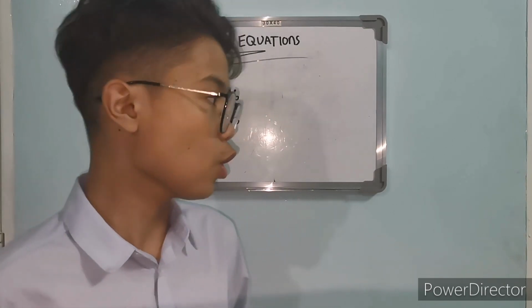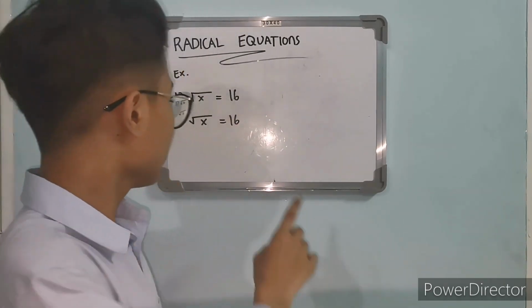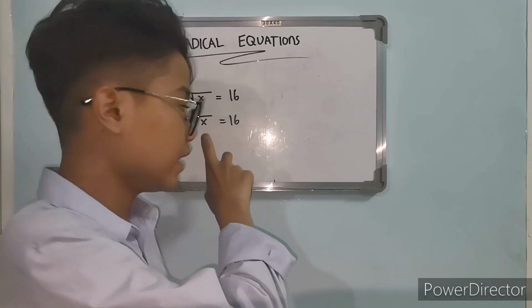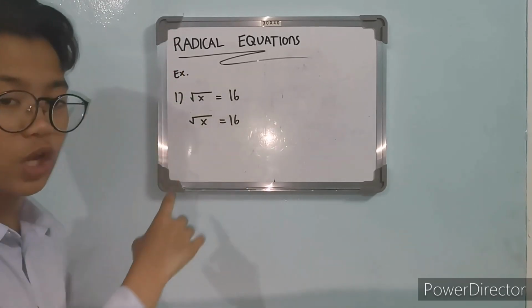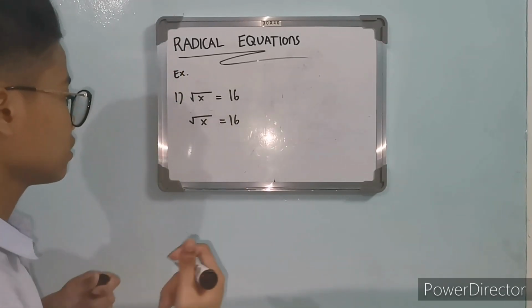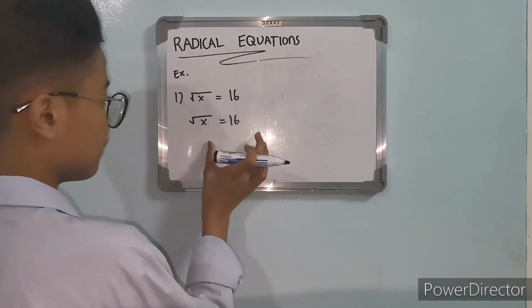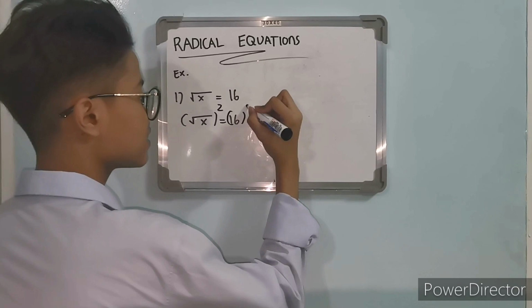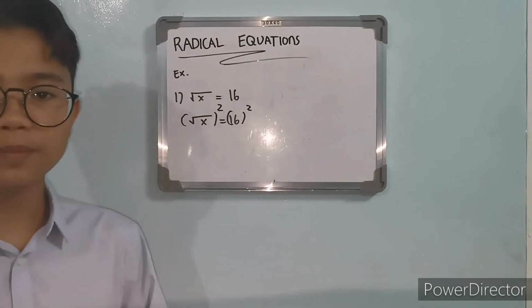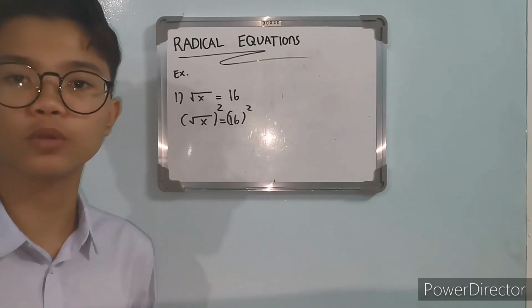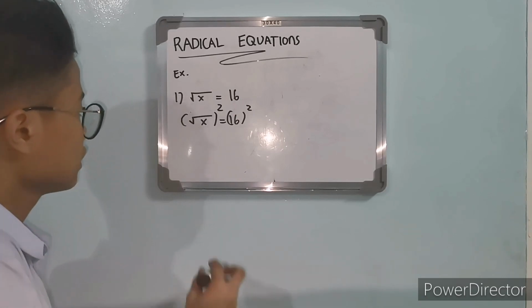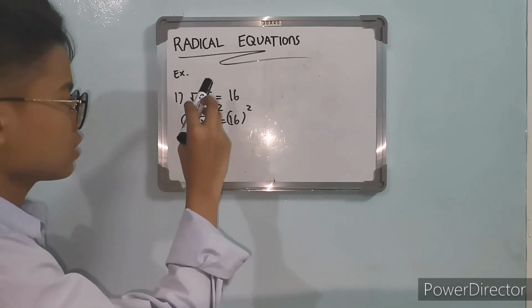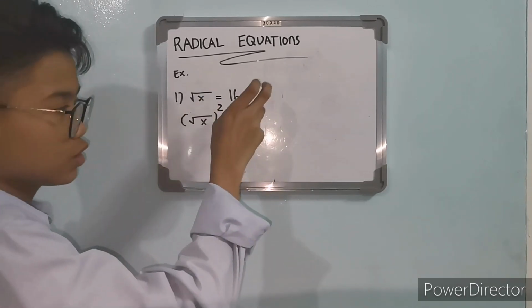Now, what do we do first in a radical equation? Well, our main goal is to remove the radicand symbol and find the value of x. So how do we do that? Since this is very basic, we can square both sides. Squaring means multiplying the number or variable by itself. So we have the square root of x squared and 16 squared.